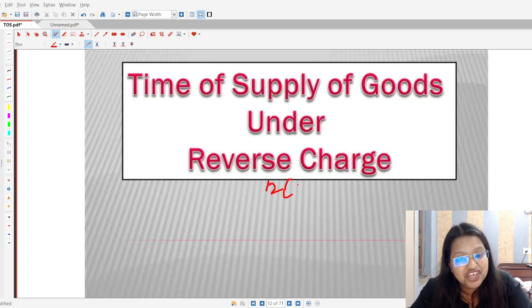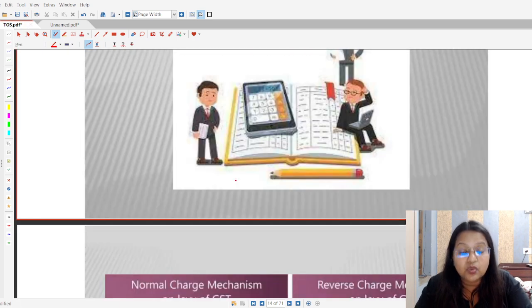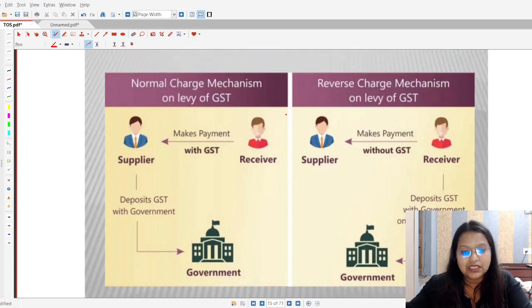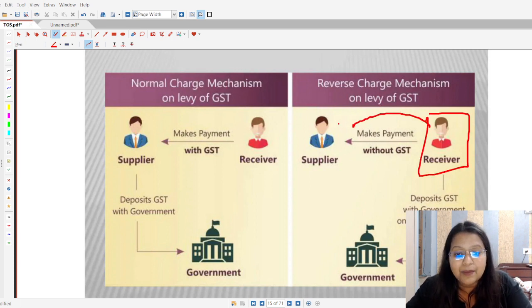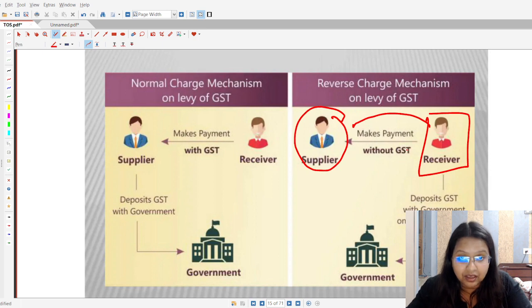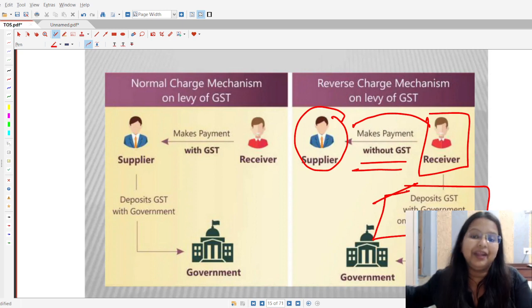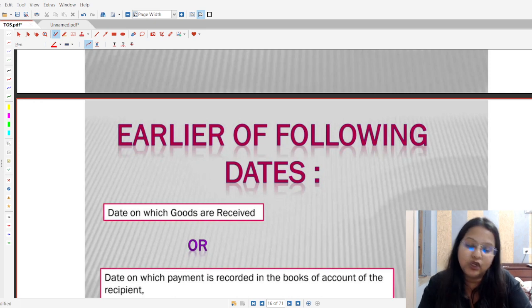So in the case of section 12 subsection 3, we are going to cover the reverse charge. First of all students, reverse charge means where the recipient is liable to pay tax to the government. What will happen in the case of reverse charge, as we have covered in the RCM point also, the receiver makes a payment to the supplier, but that payment will be without GST because he or she will himself deposit the GST with the government. Because it is a case of the RCM, the recipient is liable to pay GST to the government.